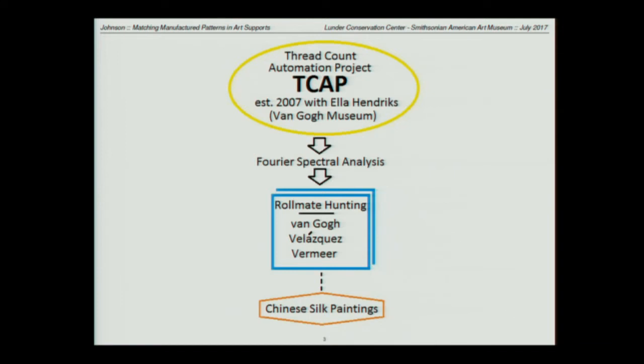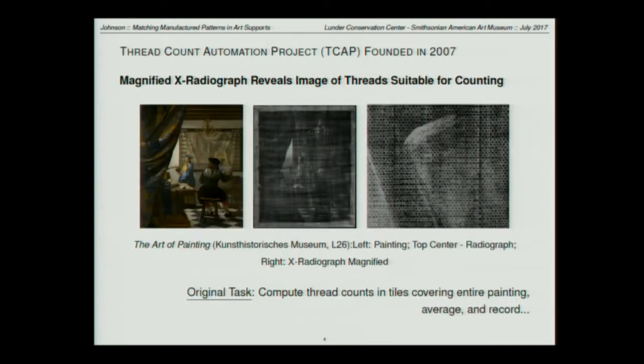So I'm going to start with the basic problems the museum posed for me, and then later it'll advance into something different. So how many people have counted threads before? There must be some conservators here, right? There's a few. What does that mean? Well, that means that basically the idea is that if you have two canvases that came from the same roll, their thread count should be very similar.